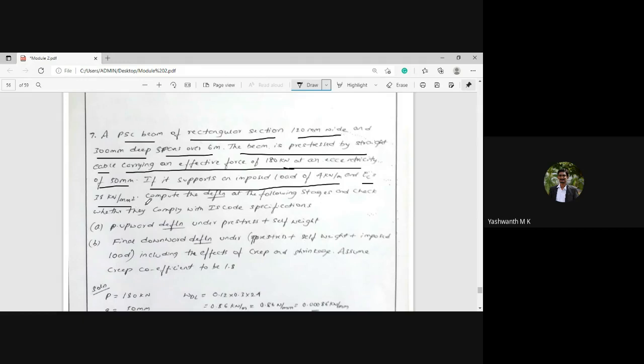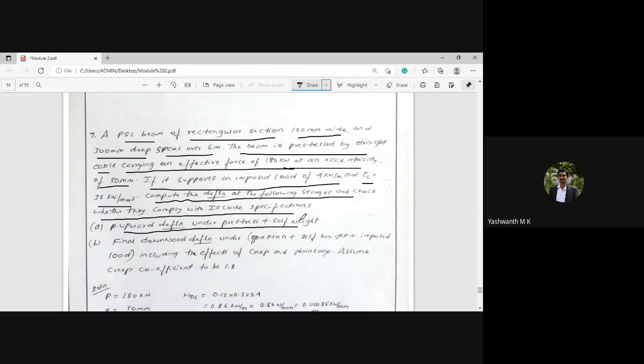For this, compute the deflection at the following stages and check whether they comply with the IS code specifications or not. Did you get my point? So the first condition is to calculate the deflection. It is clearly mentioned: upward deflection under pre-stress plus self-weight. So we know that from the previous problem.